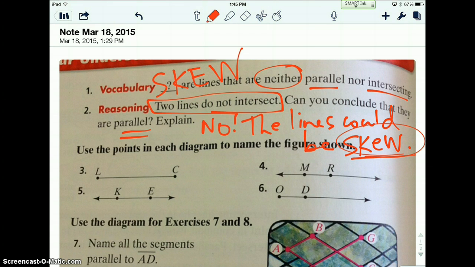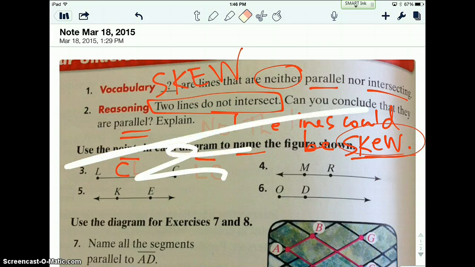All right, number 3. How do we name this figure? You might say, oh, that's a line segment. Good job. But you need to actually label it with the letters when we name it. We need to use those geometry technicalities here. So it's LC with that over it, or you could have CL with that over it. Either one of those works.